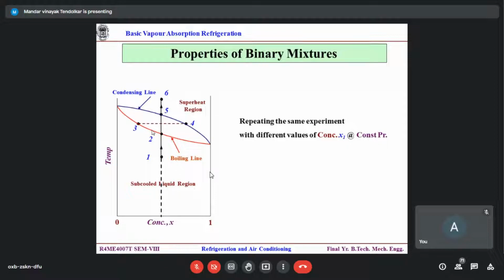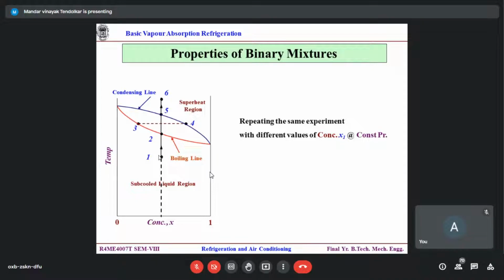So eventually this 3 will start from here and go left, and this 4 will also start from here and go left. So ultimately you start from the same x2 and end up at the same x5, and x2 and x5 are the same. So what is changing is only the concentration of the vapor, point 3, and liquid, point 4. The mixture concentration is the same. Still any doubt? No, sir.